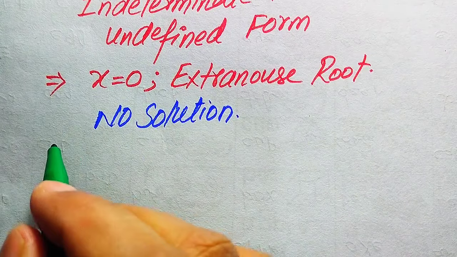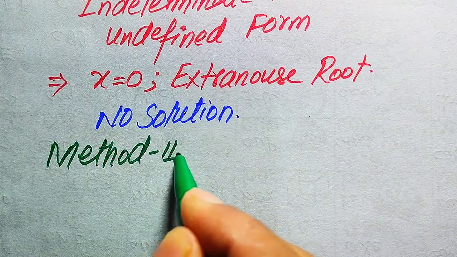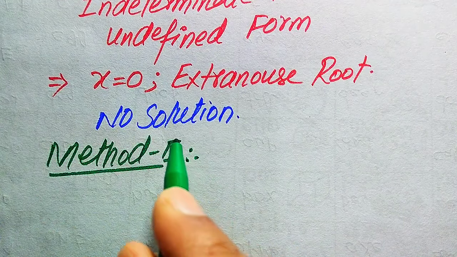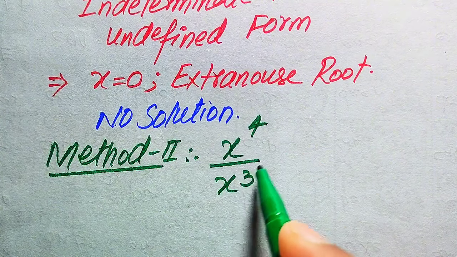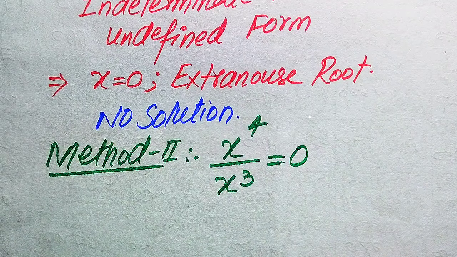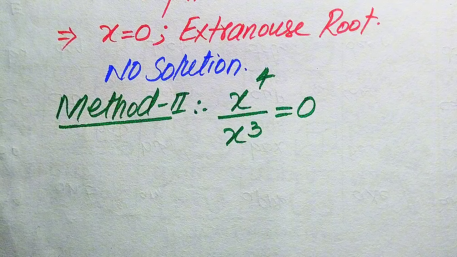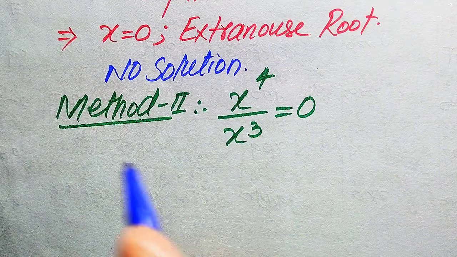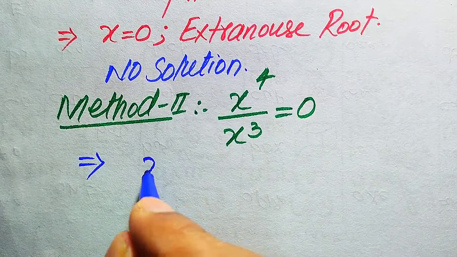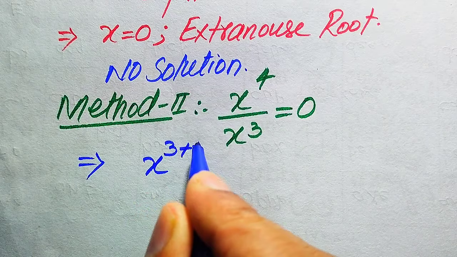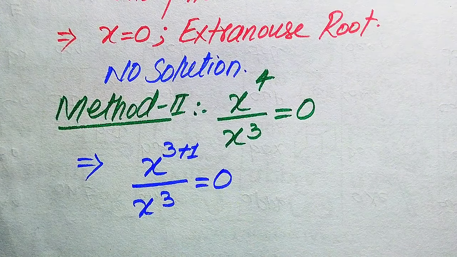Now we again solve this problem with the second method, and in the second method we need to copy down the given question statement here. The given question statement is x to the power of 4 divided by x cubed, and this whole equation is equal to 0. In this method we apply another exponential law. First we rewrite this equation: x to the power of 4 we write as x to the power of 3 plus 1, divided by x cubed, and this whole equation is equal to 0.